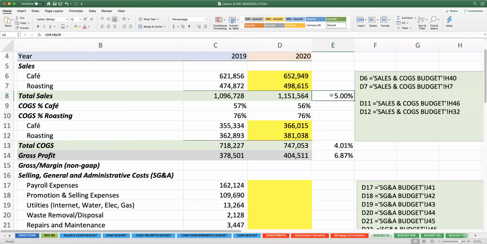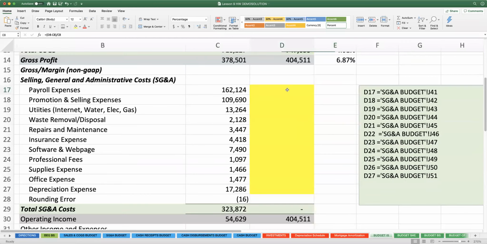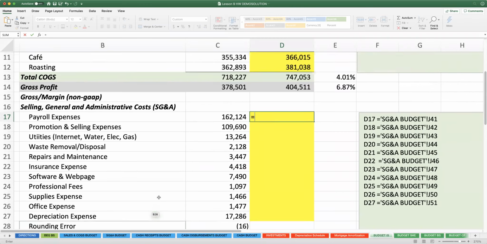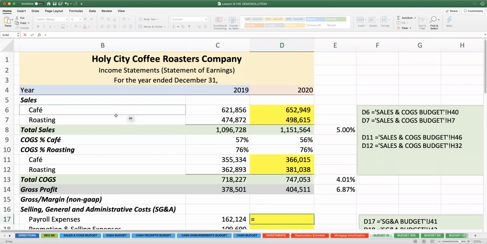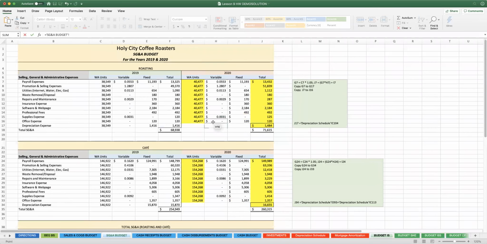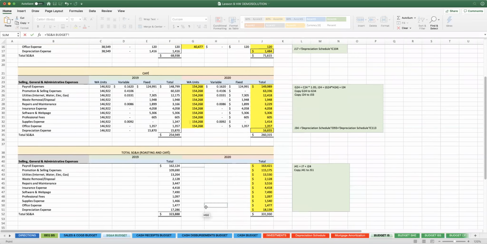As long as they've got the capacity to do it, they can make a lot more money by increasing their sales. Okay. All right, let's grab our SG&A, which are right over on the SG&A budget right here. Make sure you get the grand total. So we had separate tabs for both roasting and cafe. We also had separate tabs here, but then I had you pull them together, remember? So you did roasting, you did cafe, and then I had you pull them together.